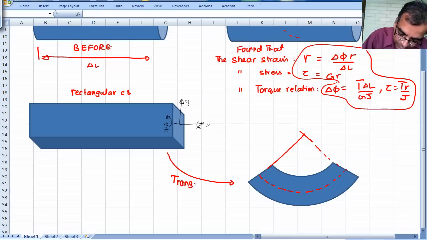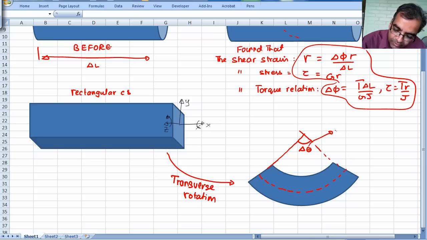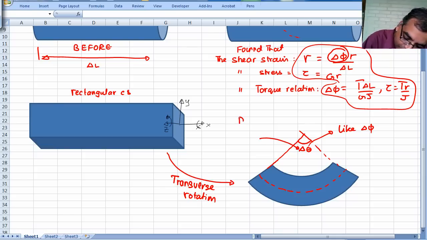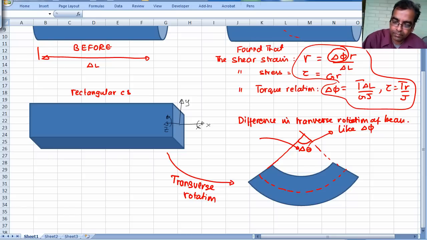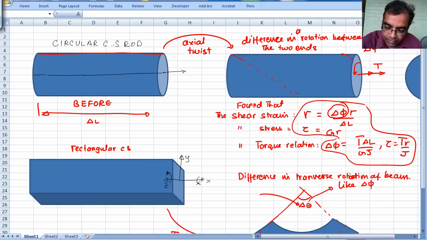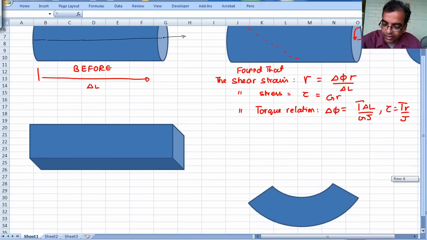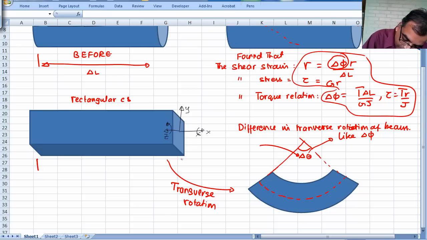transverse rotation. And this is called delta theta. This is the corresponding thing like delta phi, like this. Okay, delta theta is the difference in transverse rotation of B. That's delta theta. Okay, just like delta phi is the difference in axial rotation. Delta theta is the difference in transverse rotations. And the length of the beam is delta L.